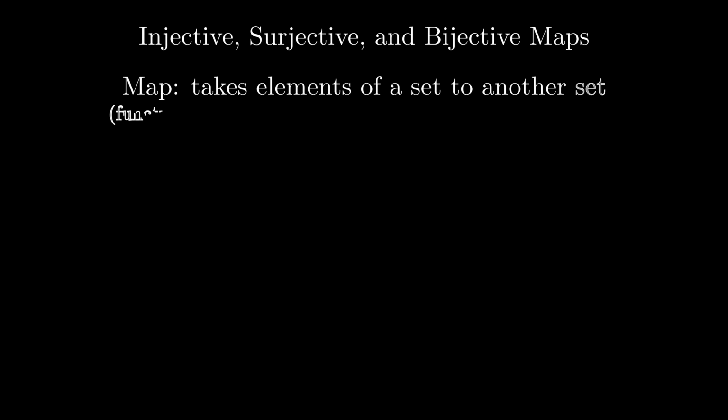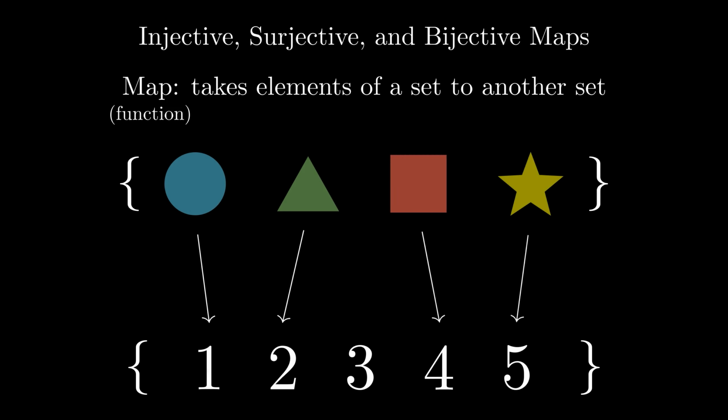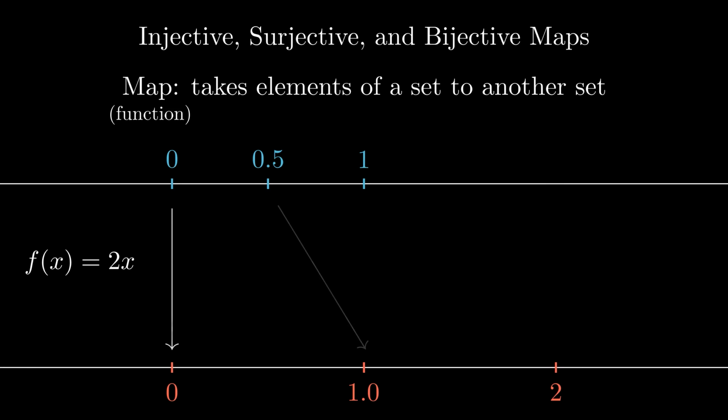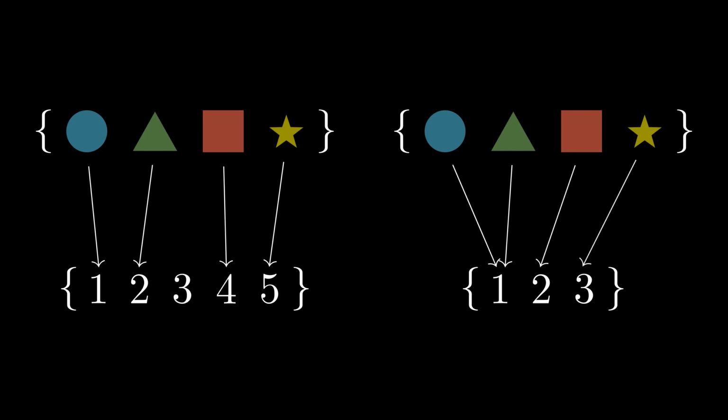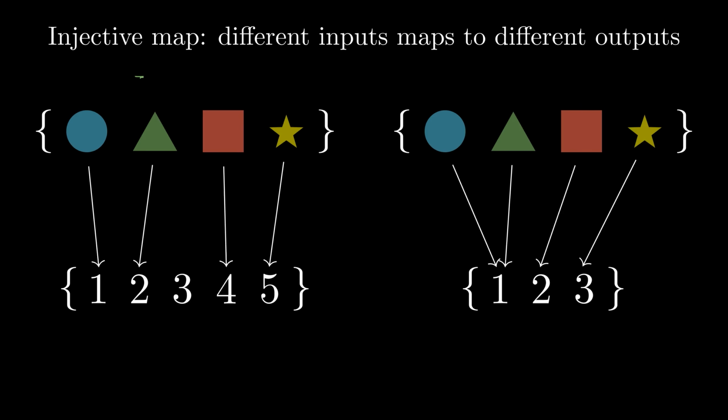To continue, we first need to define what injective, surjective, and bijective maps are. The concept is crucial for the entire section, so make sure that you're familiar with it. The word map, or function, takes elements of one set to another. This could be taking shapes to numbers, or expressed by a formula like f of x equals 2x. Two different maps are shown here. If we look at the one on the left, different shapes go to different numbers. We call these injective maps, which takes different inputs to different outputs. The one on the right, however, has both the circle and triangle map to one, so it is not injective.